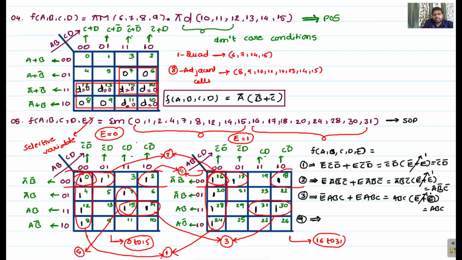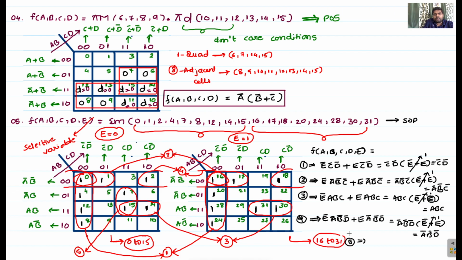The fourth one is the fourth pair, that is 0, 2 here. So 0, 2 means if you observe the columns, that means product terms, the common element is D bar. So now E bar into A bar, B bar, D bar plus 16 and 18, E into A bar, B bar, D bar. Now you take A bar, B bar, D bar as the common factor, then you will get E bar plus E, which becomes 1. So the final resultant term equals A bar, B bar, D bar.